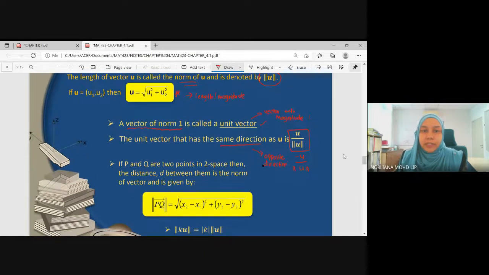Okay, if P and Q are 2 points in 2-space, then the distance D between them, the norm of the vector PQ, is given by this formula. We have 2 points in space, so it is equal to the square root of (x2 minus x1) squared plus (y2 minus y1) squared.